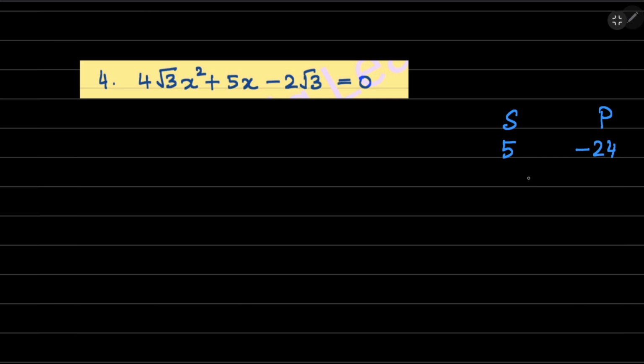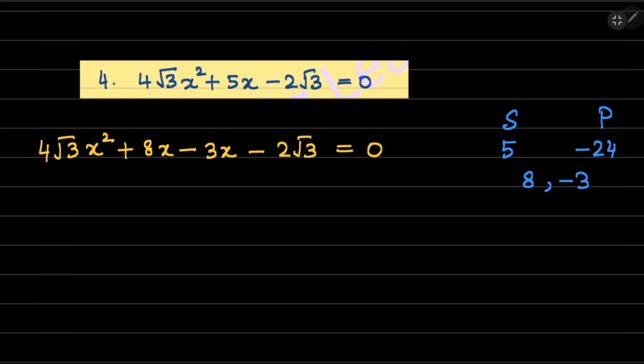Now again, it's very easy. The minute you see 24, you know 8 3s are 24. If I put a negative sign to 3, the sum will be plus 5. So 8 minus 3 is plus 5, and 8 multiplied by minus 3 is minus 24. So let's go ahead and do the middle term splitting. 4 root 3 x square plus 8x minus 3x minus 2 root 3 is equal to 0.